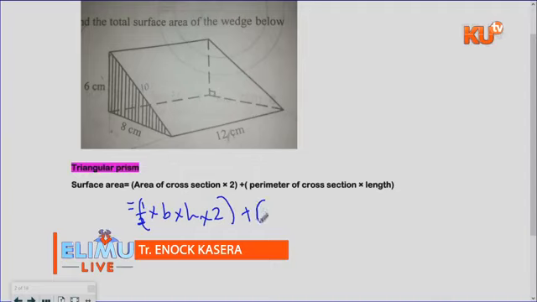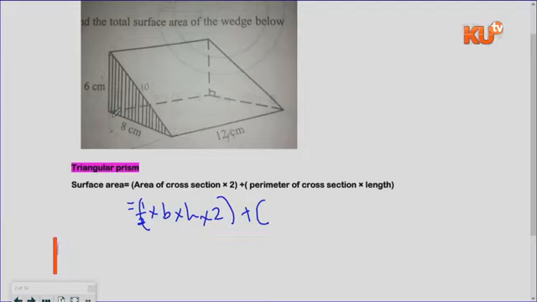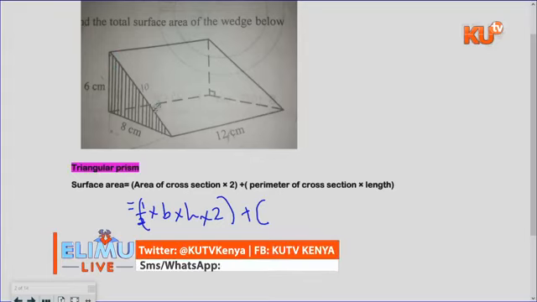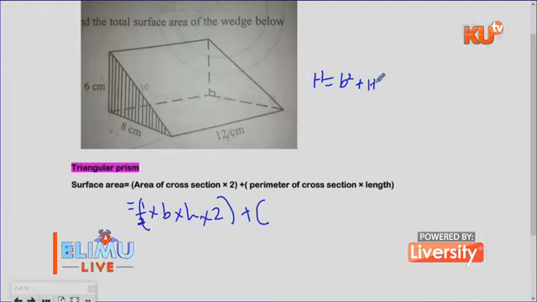So what we do here, we just add 8, 6, and 10. Remember, to find the perimeter is the distance all round. So if we are given base as 8 and height as 6, and we are supposed to find the hypotenuse, how do you find the hypotenuse? We are going to use this formula, whereby hypotenuse is equal to base squared plus height squared, and then we find the square root.